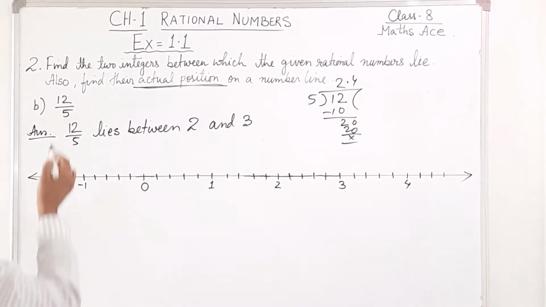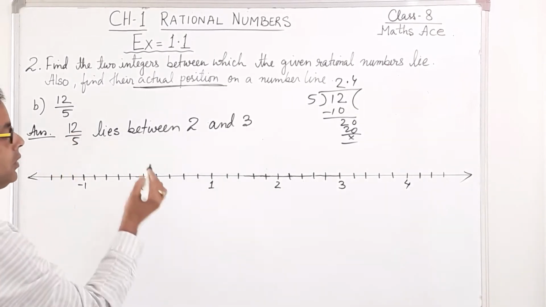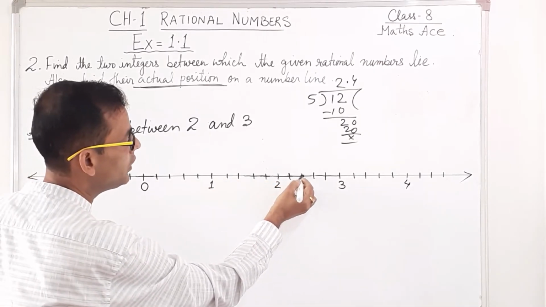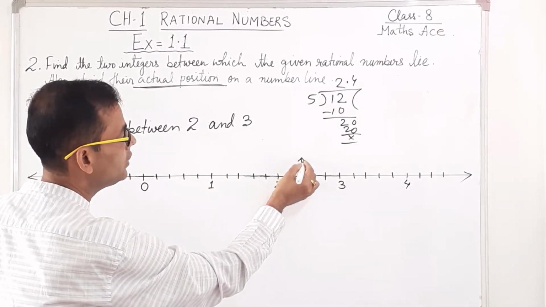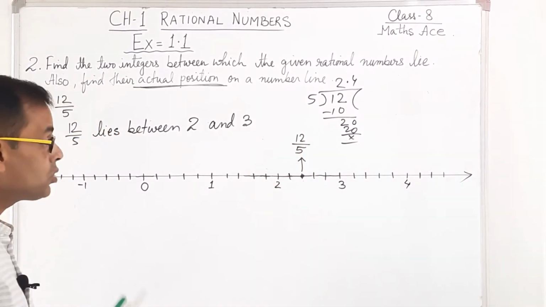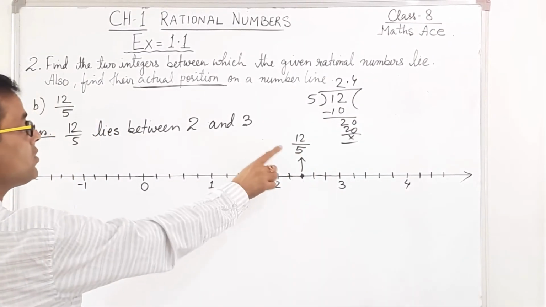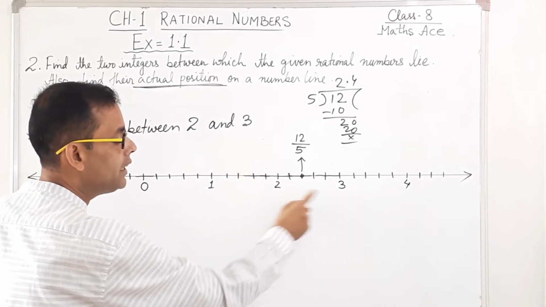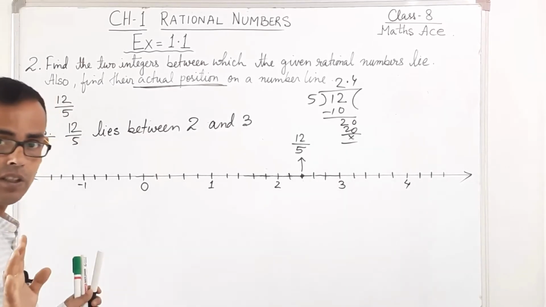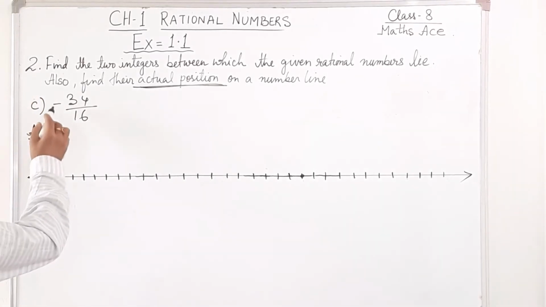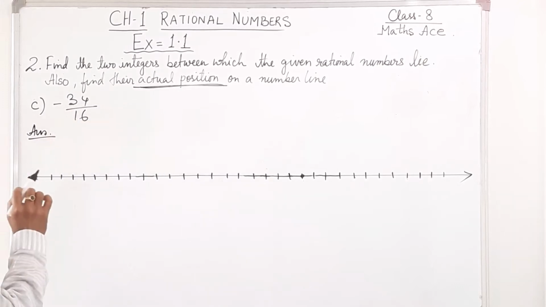Okay, now see 12 by 5. So here it is: 5, 10, 11, 12. So the point 12 by 5 will be here. You can see this 12 by 5 is lying between the integers 2 and 3. Can you see? Okay. Now question number C, minus 34 by 16.